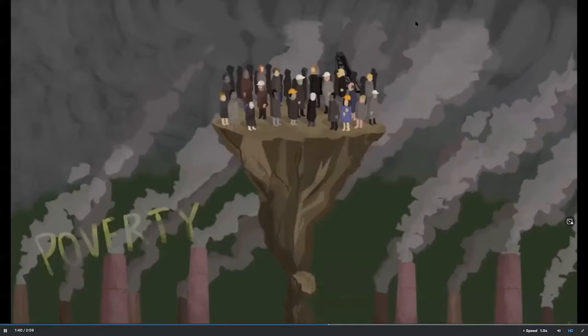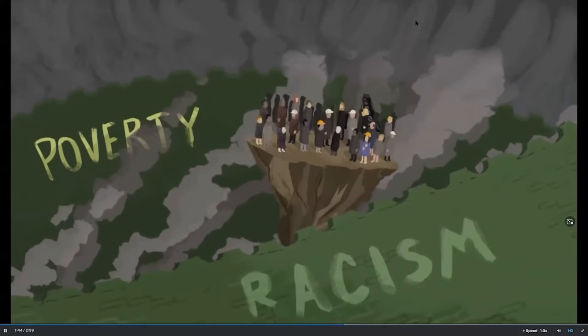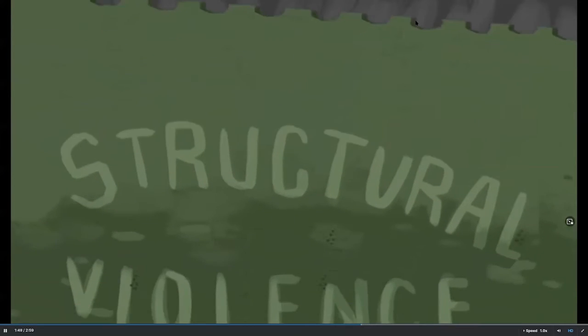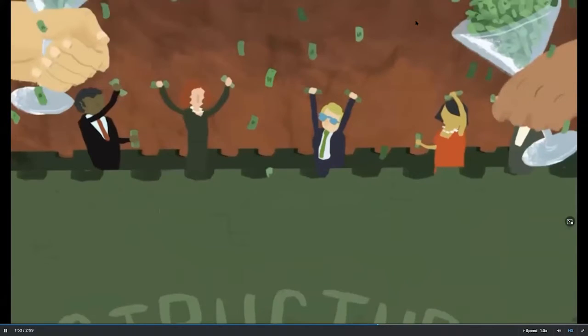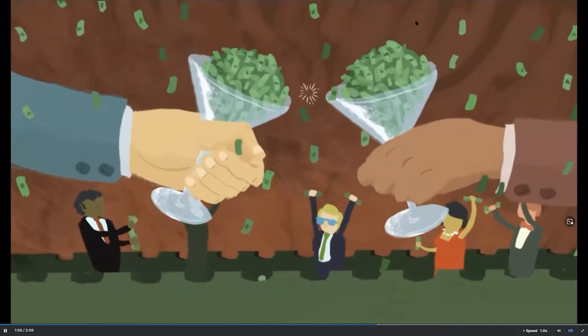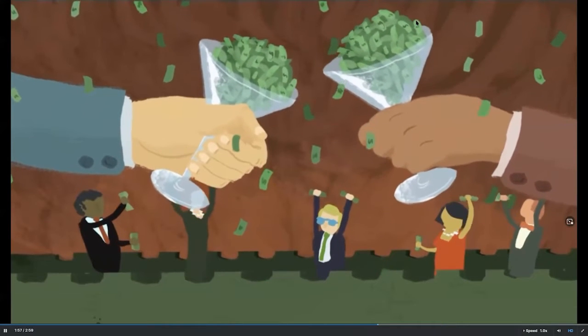More fundamentally, many critics assert that neoliberalism fails to account for structural forms of violence, such as systemic poverty, racism, and other forms of discrimination. They argue that these hinder equal access to the benefits of free market capitalism that neoliberals imply are universally shared.